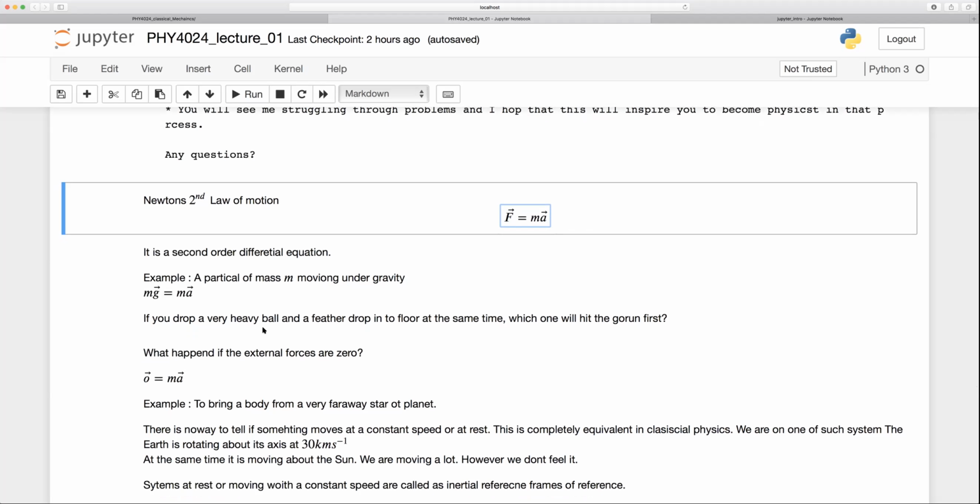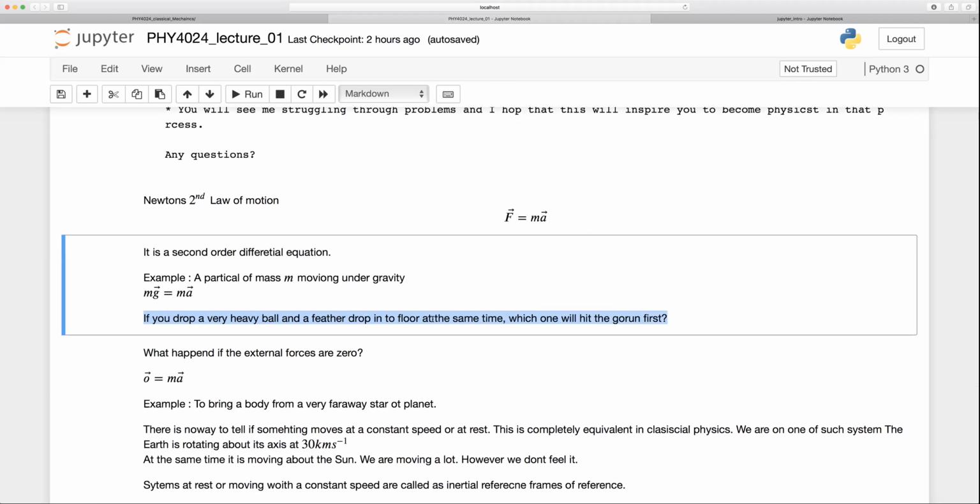And so there is a question that I am asking you. If you drop a very heavy ball and a feather into a floor at the same time, which one will hit the ground first? So what is the answer for that? Who can give the answer for that? Now, if you drop, let's say, one says that those will hit at the same time, right? Is that true? Everybody agrees?